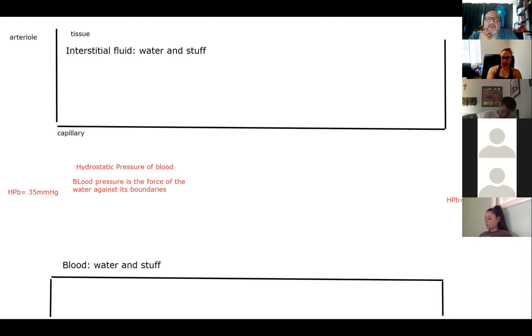This blood is pushing against its boundaries, right? When it's pushing against the boundaries, would this be a force that is trying to push water and stuff out of the capillary or trying to push water and stuff into the capillary? Into? Well, remember, it's pushing against its boundaries, and if that boundary is leaky, which way is the water and stuff going to go? Out. Exactly. So this hydrostatic pressure of the blood, or hydrostatic pressure of the capillary, as somebody pointed out, is fine as well. We consider this an outward force. Okay?